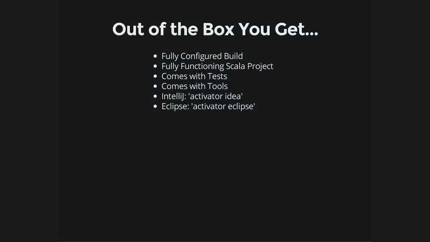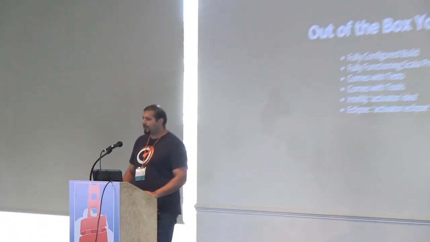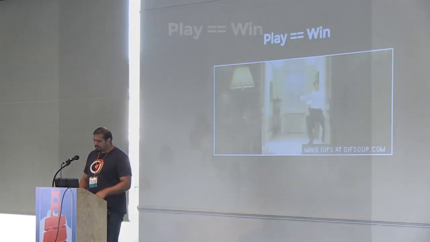So out of the box, you get a fully configured build. You get a functioning Scala project, so you can pull in libraries from elsewhere. You can use your Java code. It comes with tests and lots of test harnesses for you to write your own tests and orchestrate organization-wide standards for testing and things like that. It comes with great tools. SBT is significantly pimped out by Play. And then you also have Activator IDEA and Activator Eclipse that will generate your project files for you to interact with your IDE. And so Play equals win.